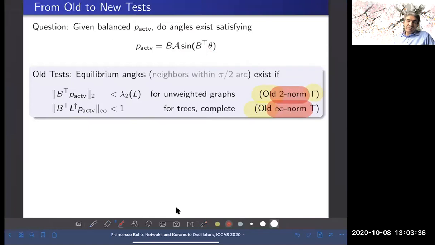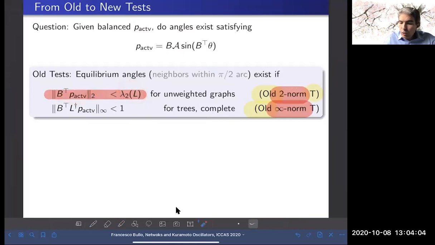What are the sufficient conditions? Well, in the case of the 2-norm, here is what should be satisfied. You want to satisfy the fact that B transpose P active, so now this is the pairwise power injection differences, the 2-norm of that entire vector with m entries, where m is the number of edges, has to be dominated by the connectivity of the graph as measured by the lambda 2 eigenvalue.